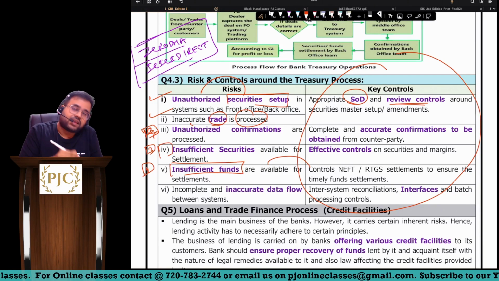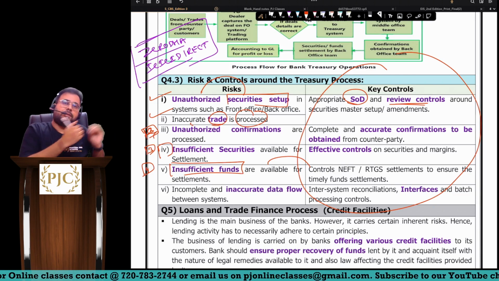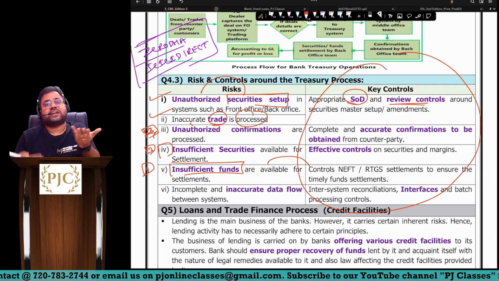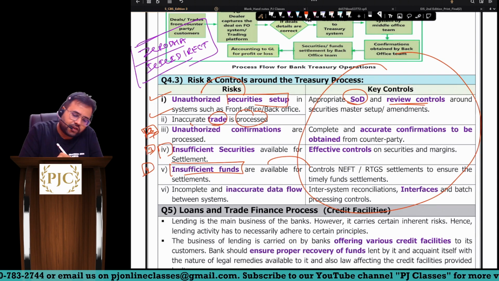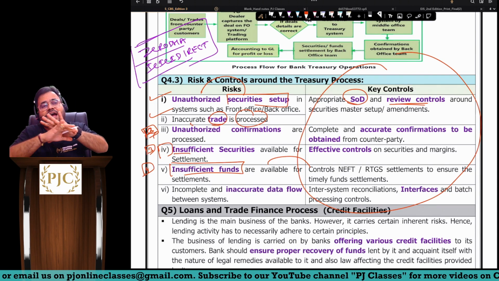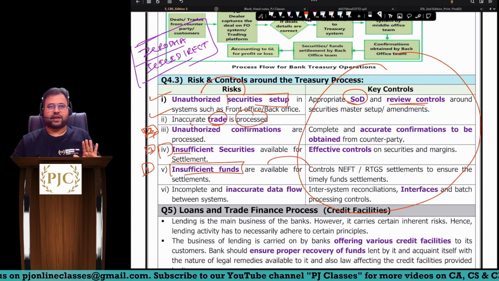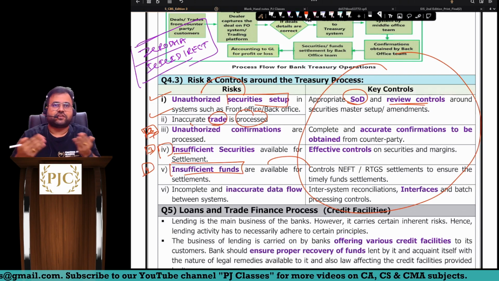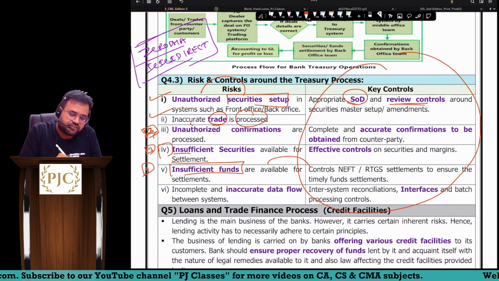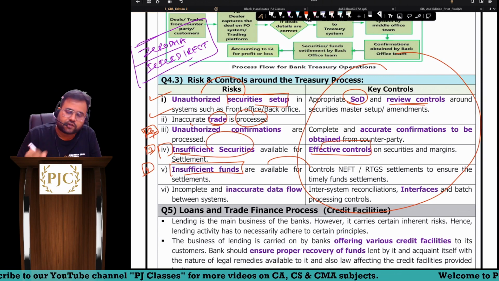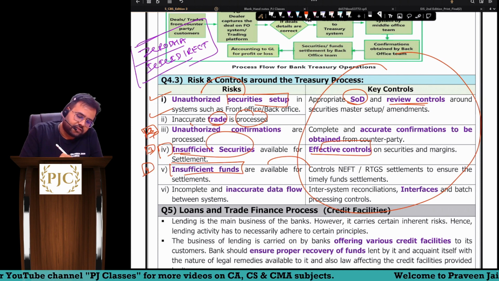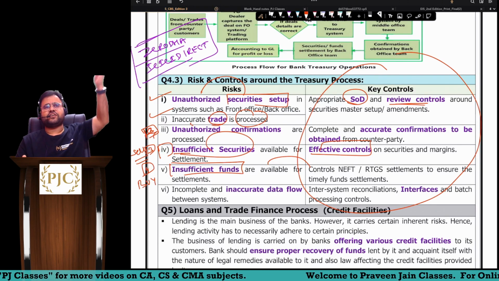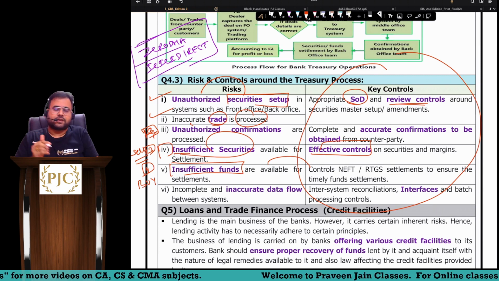Similarly, sir, he is not having securities in the account and he is trying to sell them. Now tell me, will settlement be done properly? No. For example, I don't have any securities in my demat account with respect to Reliance, and I am selling 100 shares of Reliance. Should this be allowed? No. So insufficient securities, so again effective controls. This is at the time of buy, this is at the time of sell, sir. So first, second, third, fourth. I hope this is clear.